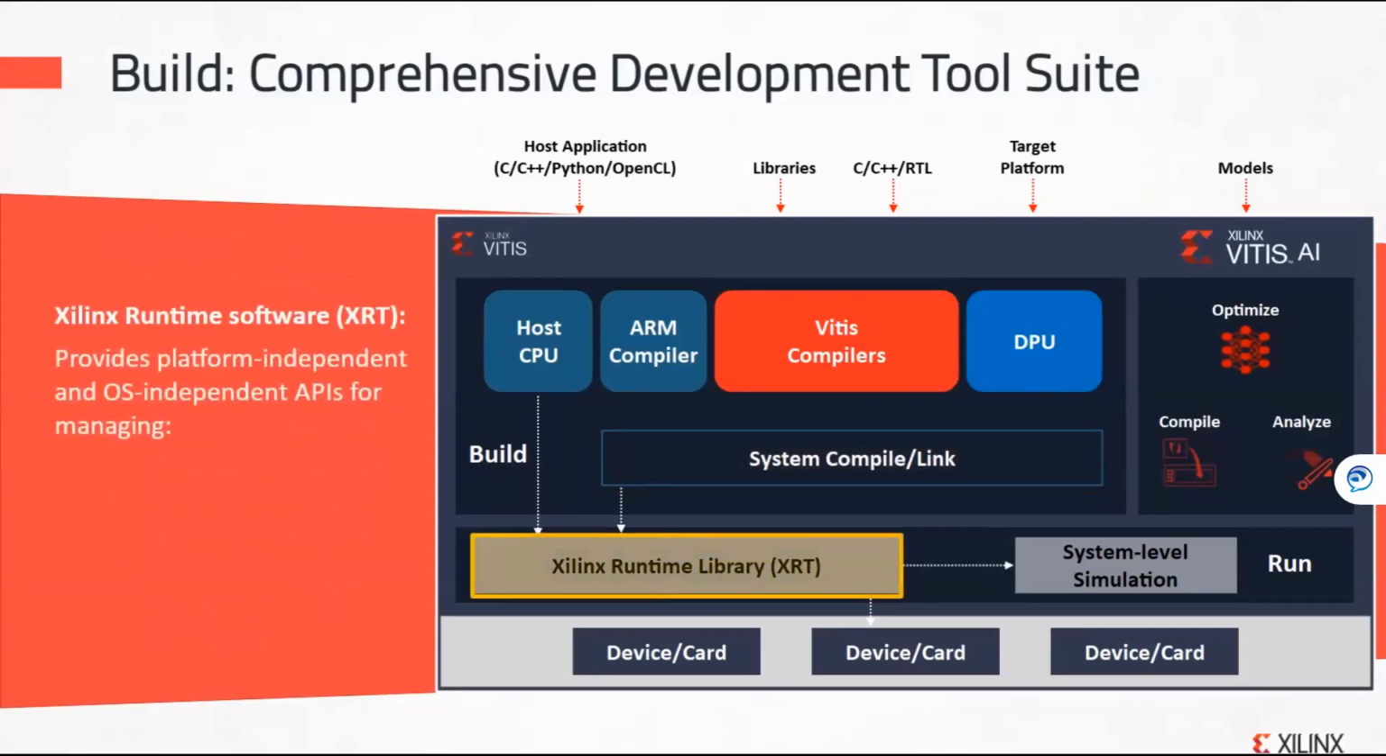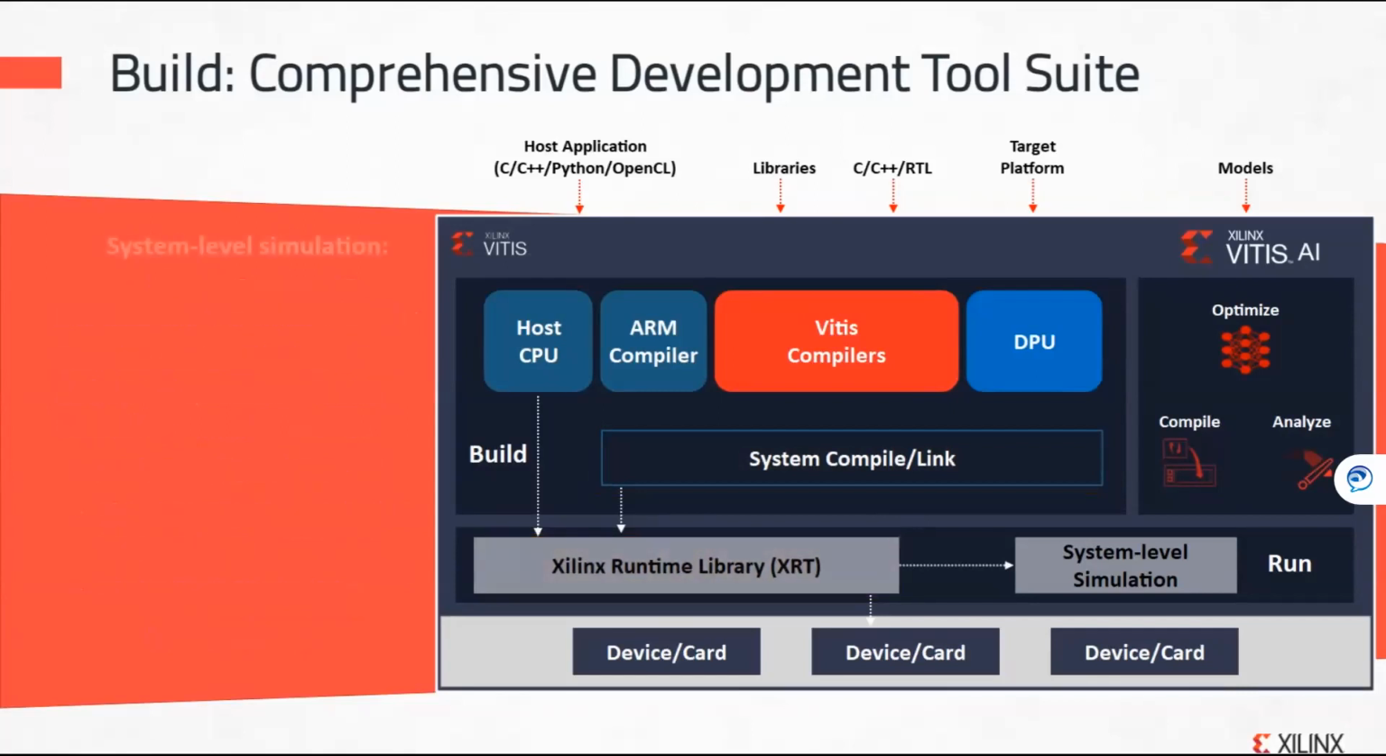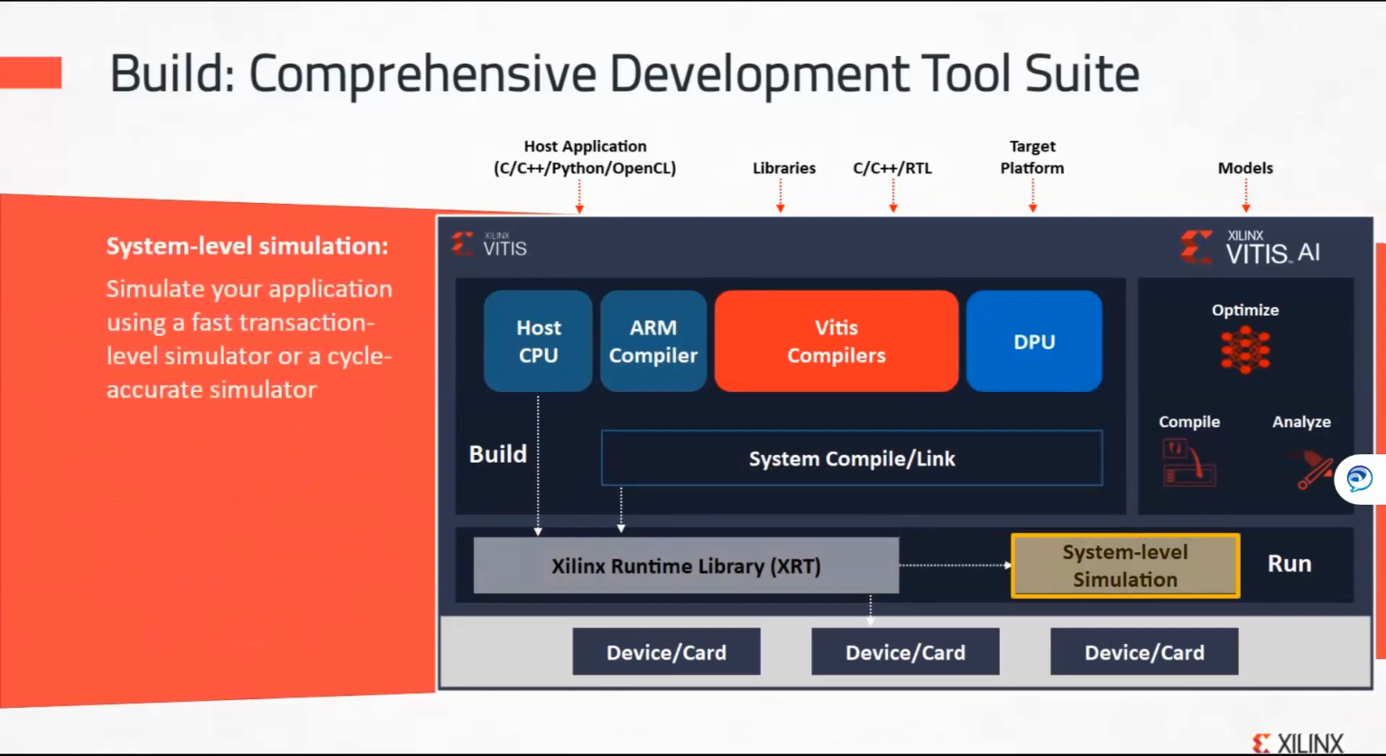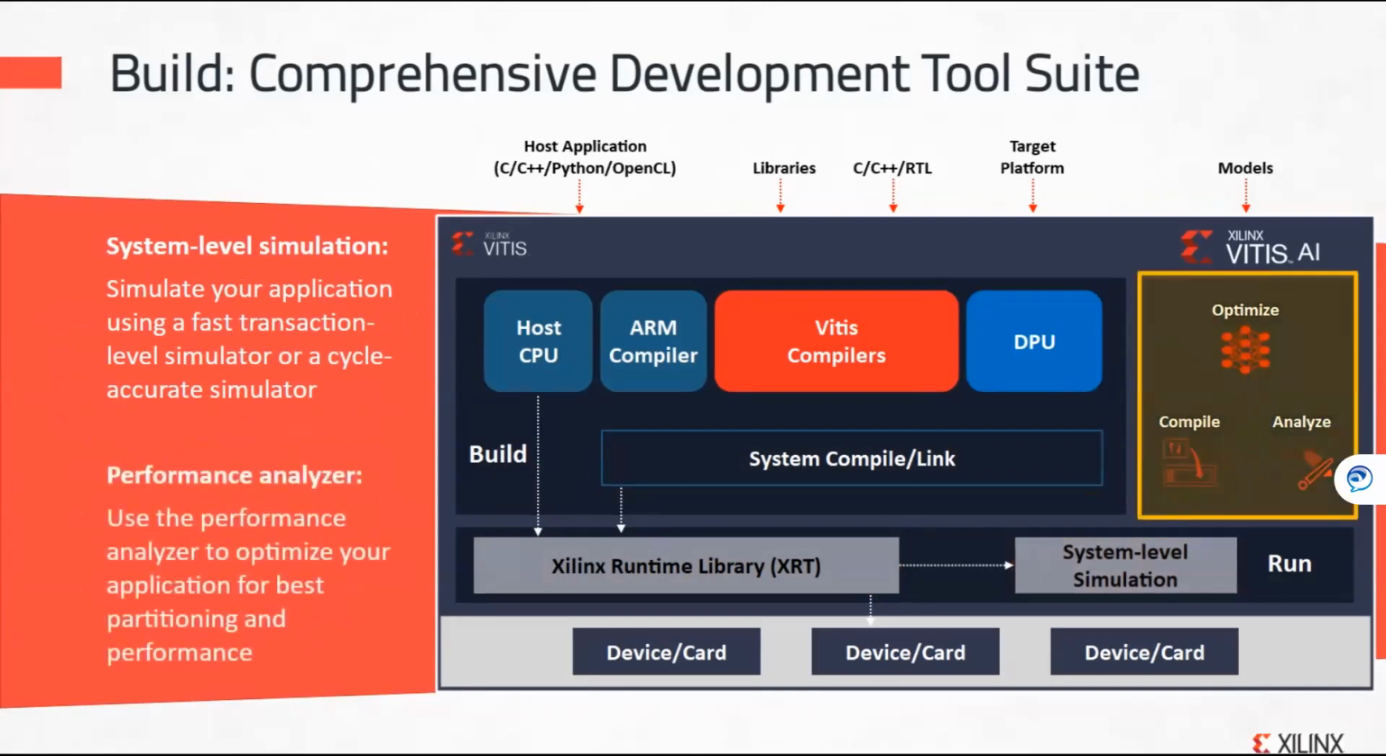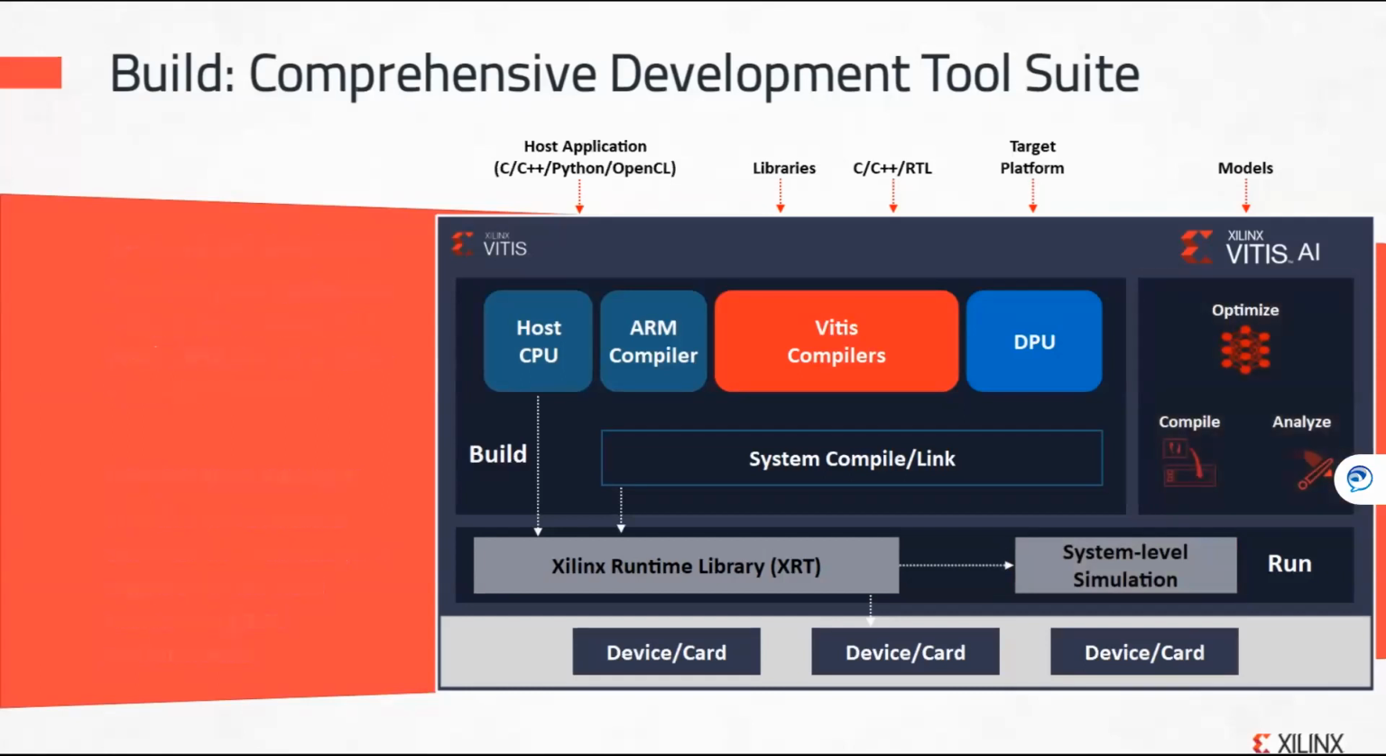To deploy your application, the XRT library provides platform-independent and OS-independent APIs for managing device configuration, memory and host-to-device data transfers, and accelerator execution. Once you have assembled your first prototype, you can simulate your application using a fast transaction-level simulator or a cycle-accurate simulator and use the performance analyzer to optimize your application for best partitioning and performance. Once you have achieved the desired results, you can deploy on one of the target platforms.